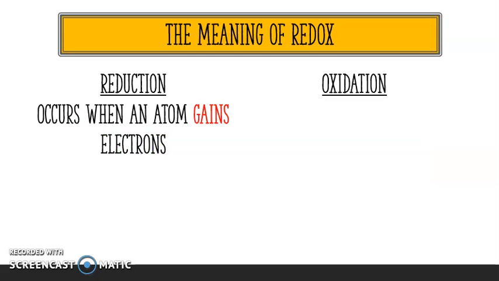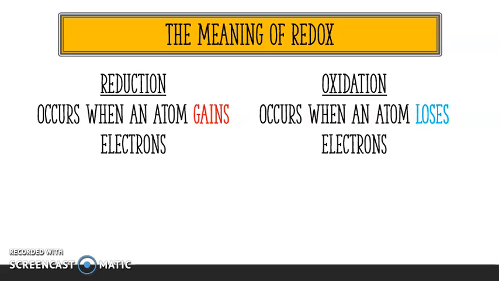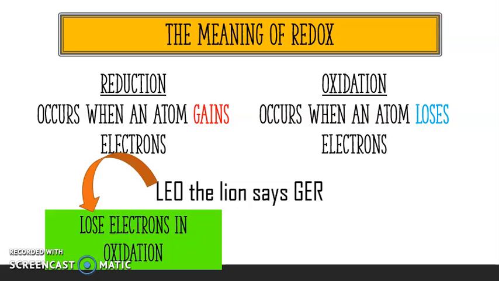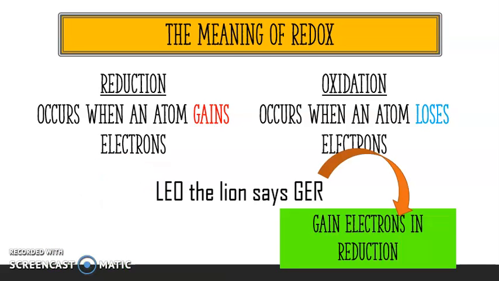Reduction means that an atom will end up gaining electrons, whereas oxidation means that that element will actually lose electrons during the course of the actual experiment. And there's a convenient little saying that can help you keep these two things straight, and that is Leo the lion says grr. What that really represents, the LEO in Leo the lion, means that you lose electrons in oxidation, and the grr would represent that you gain electrons during the reduction process.